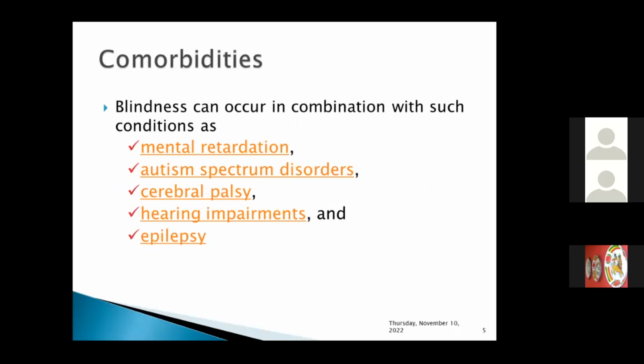Blindness in general can have other comorbidities. It may be associated with mental retardation, autism spectrum, cerebral palsy, hearing impairment, epilepsy. The eye is only the window. Whatever we see through our eyes should be interpreted within the cortex, usually the occipital cortex.